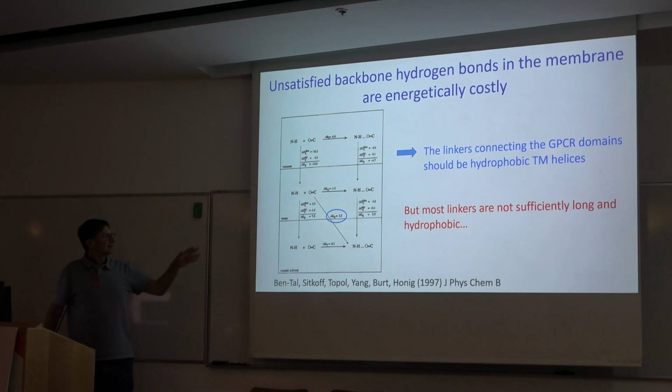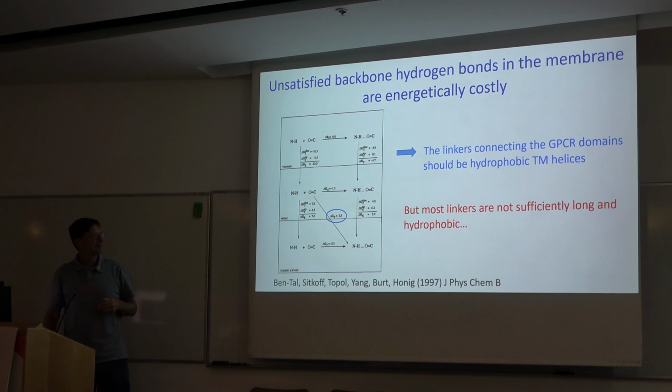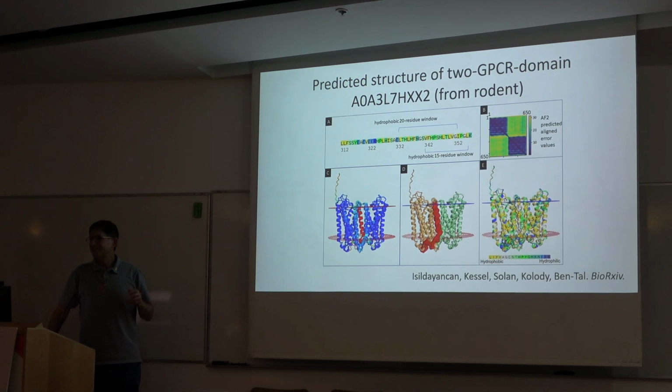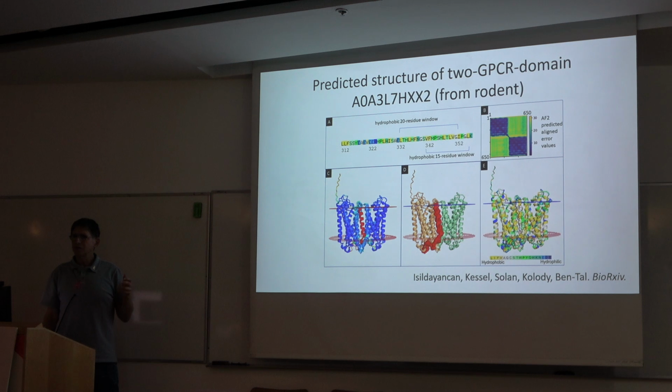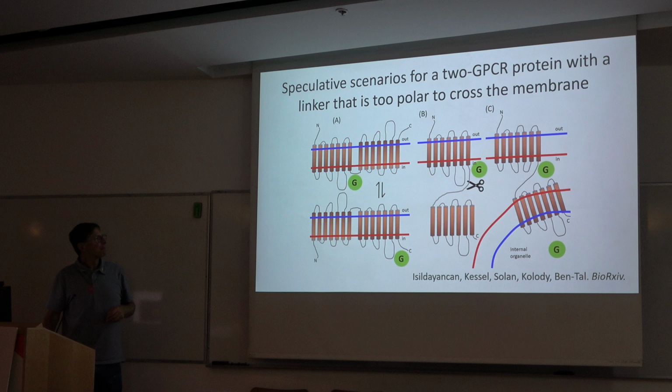And that's a problem. That's just a slide to show that otherwise there is a high desolvation energy penalty, and it should be compensated with a stretch of hydrophobic amino acids. Our calculation shows that for the most part there isn't a hydrophobic enough stretch. This is actually the one case where we managed to find a hydrophobic stretch, and it's modeled like this, but for the most part there isn't any.